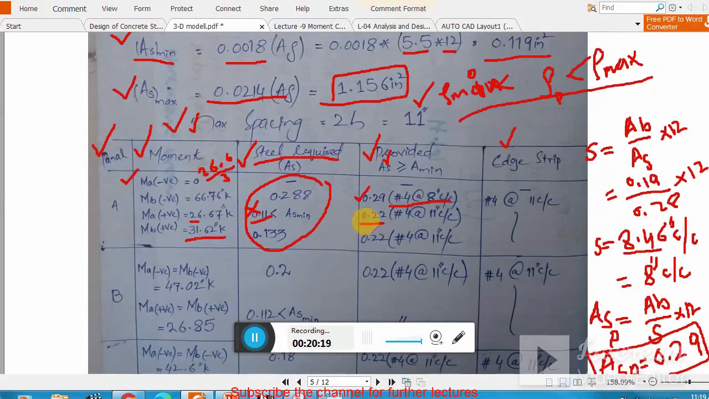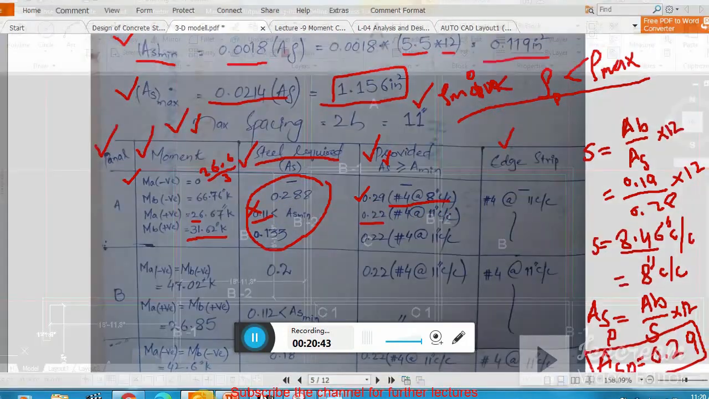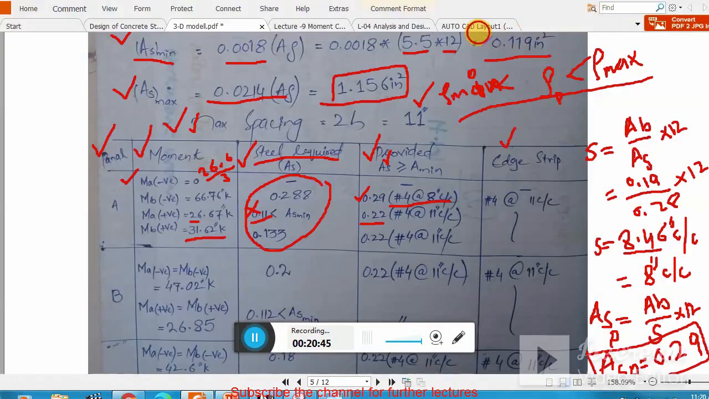Remember here, 0.22 is a confusing one. Remember that if you calculate 0.11, your As is less than As minimum, so we do not use 0.11, we have to use As minimum. But if you calculate the spacing for As minimum, spacing is more than 11 inch center to center. This is interesting. Let me show you this calculation.